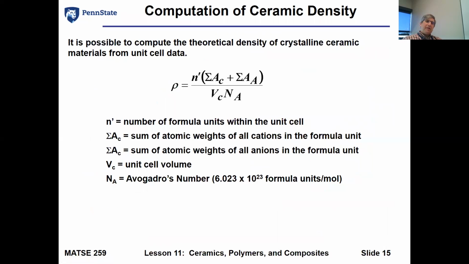Now, let's go back even further to when we were talking about crystal structures. We knew that based off certain numbers, we could calculate the density based off the atomic packing in metals.